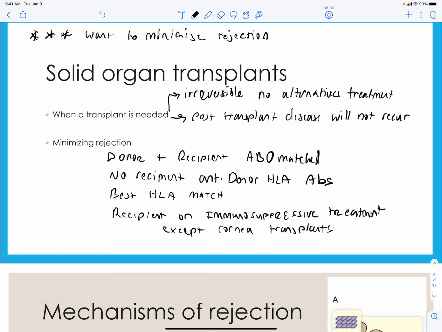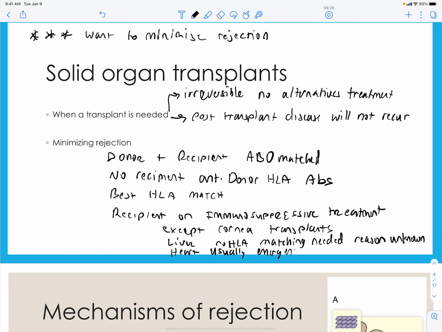And so we have liver, no HLA matching is needed, reason unknown, we just don't understand. Heart is usually an emergency, cannot wait for HLA matching. So strong immune suppressives are used.